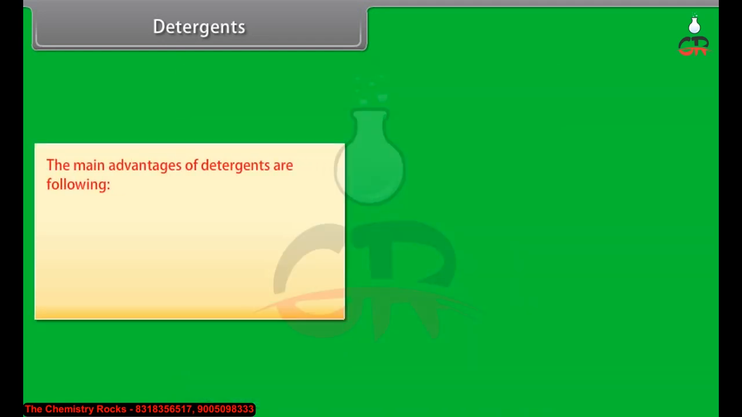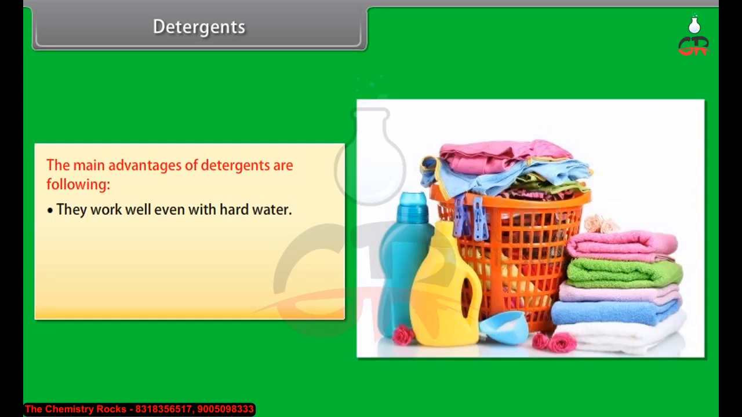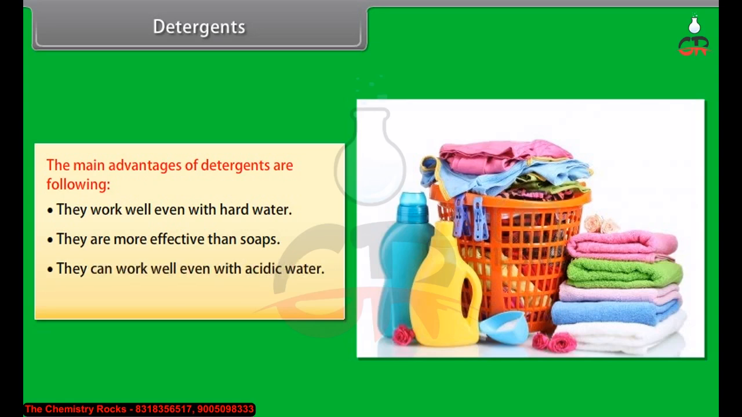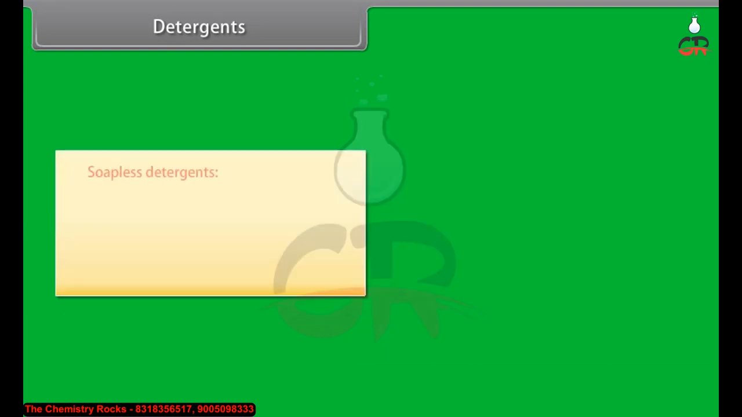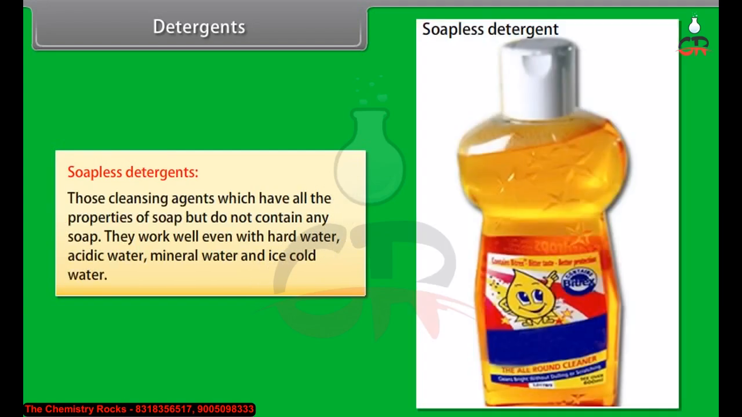The main advantages of the detergents are the following. They work well even with hard water. They are more effective than soaps. They can work well even with acidic water. They can work well with woolen garments. Soapless detergents. Those cleansing agents which have all the properties of soap but do not contain any soap. They work well even with hard water, acidic water, mineral water and ice-cold water.